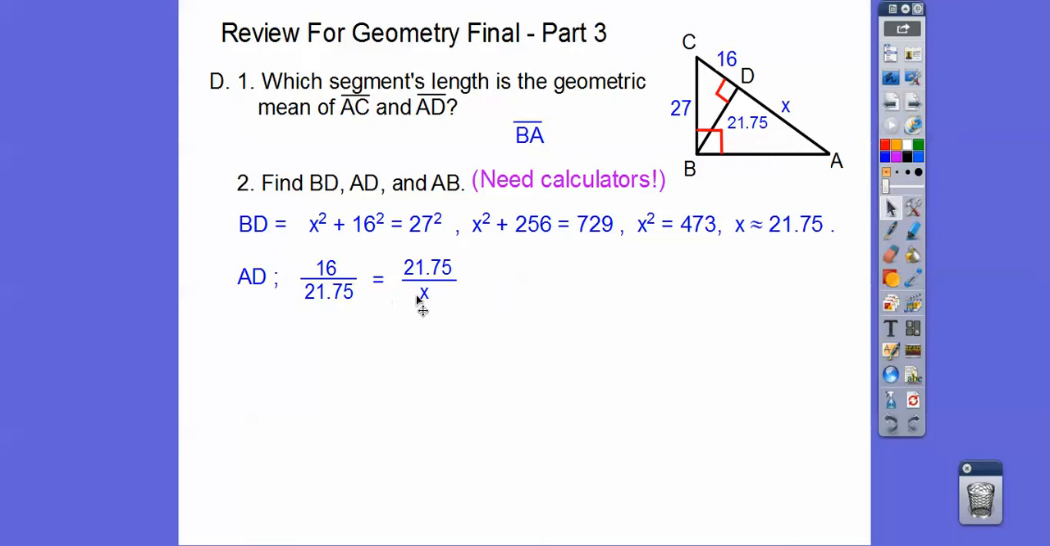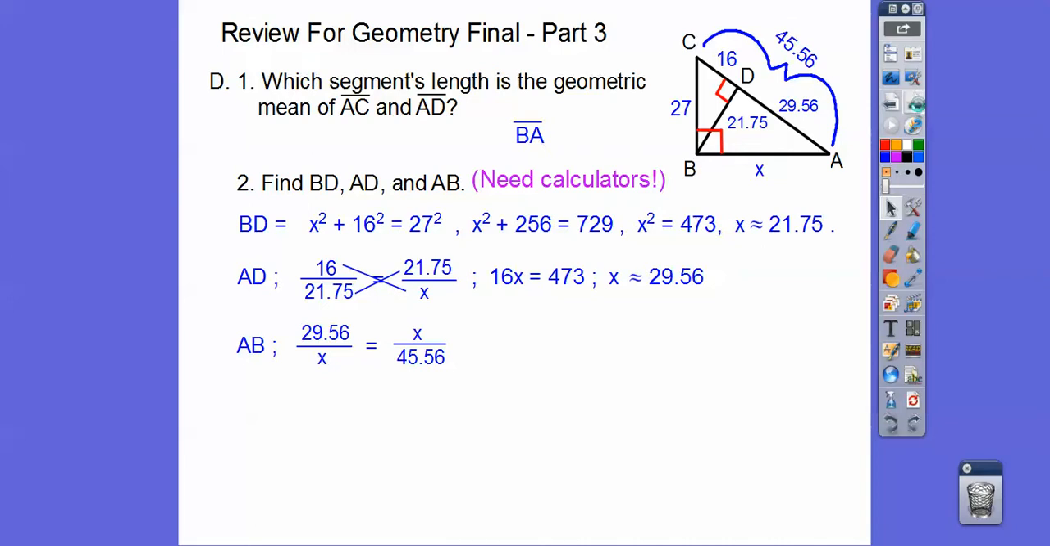All right, so when we multiply these two guys, remember when we square rooted 473, we get 21.75. So theoretically, when we multiply these two numbers back together, we're going to get 473. So 16x equals 473, and then divide both sides by 16, and we get about 29.56. Okay, so now let's find AB. Okay, AB is a leg, so bottom left, top right. That's going to be my new X between the whole hypotenuse, and so we add these together. That's going to get us 45.56, and the little piece that it touches right there. Okay, all right, cross multiply, square root, and we get about 36.70.